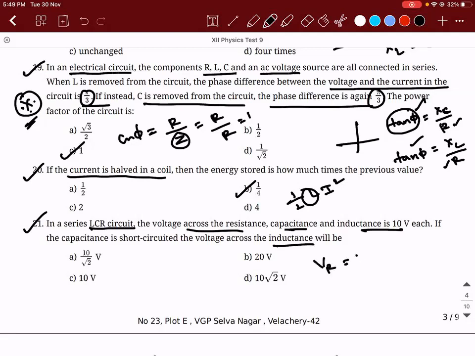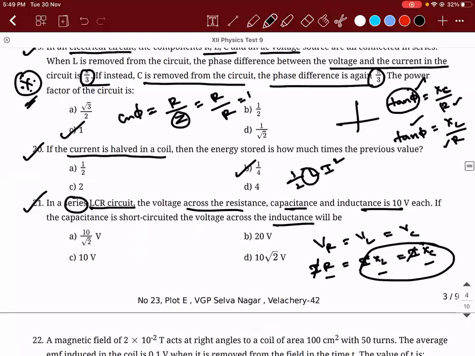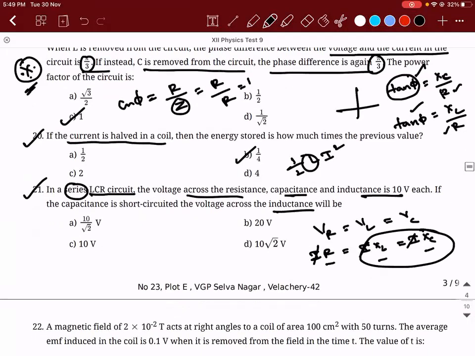So VR is equal to VL is equal to VC. And they told series. Series means current is the same. So IR is equal to I into XL is equal to I into XC. I gets cancelled. So R is equal to XL is equal to XC. XL is equal to XC again, resonance. The capacitance is short circuited, then the voltage across the inductance will be how much?